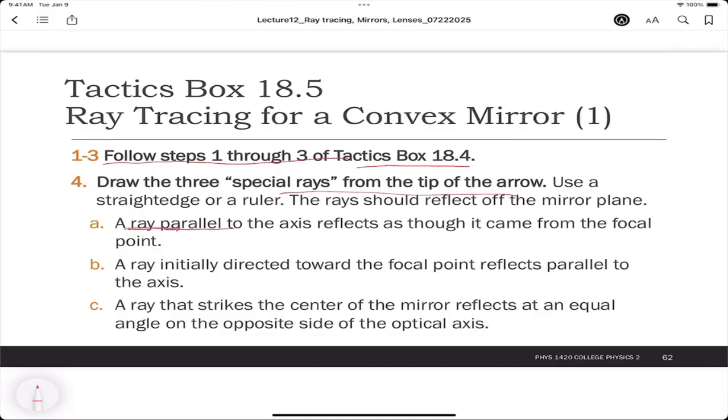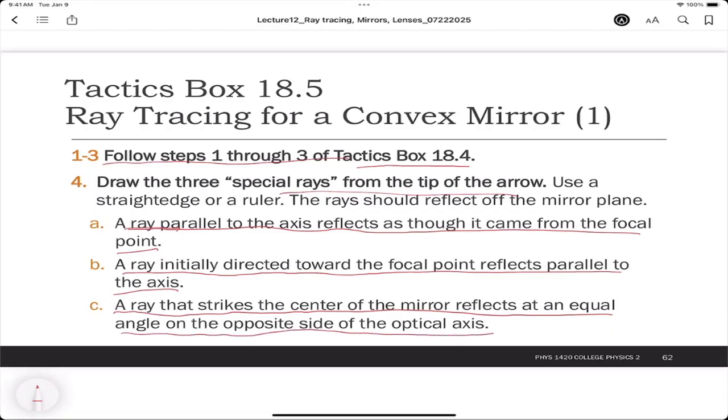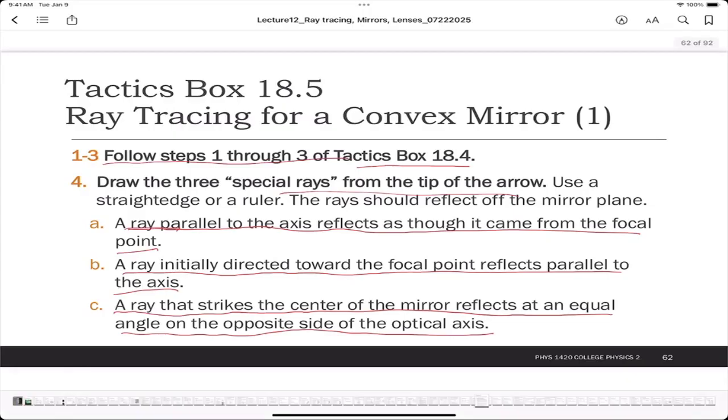A line parallel to the axis reflects as though it came from the focal point. A line initially directed towards the focal point reflects parallel to the axis. And the last one, a line that strikes the center of the mirror reflects at an equal angle on the opposite side of the optical axis. We have already talked about those three kinds of rays.